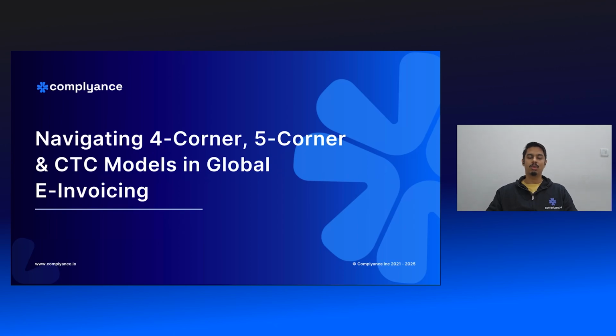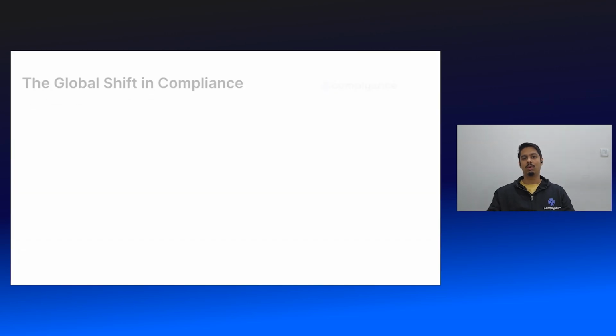So in this webinar, we will be talking about the different e-invoicing models, that is the four corner model, five corner model, and we will be discussing the CTC and the DCTC models, which are used in these four corner and five corner models, and how they come into the picture, and what is the main difference between the CTC and DCTC model, and why governments are implementing these in the e-invoicing framework of the globe. So going forward, we'll dive into the topic.